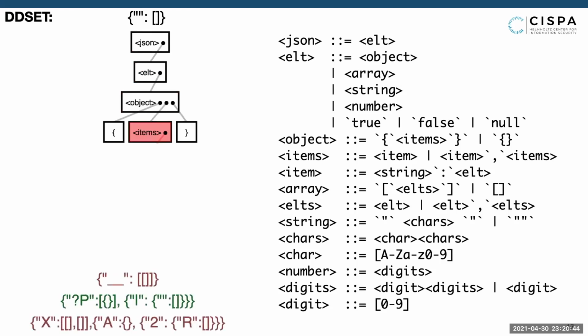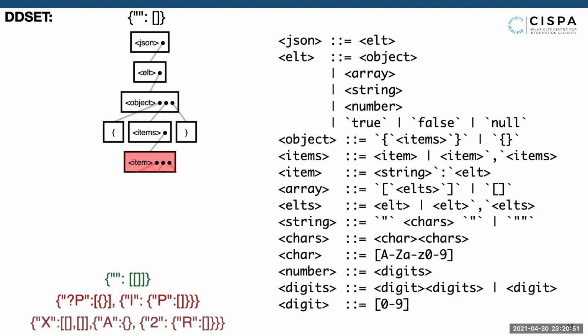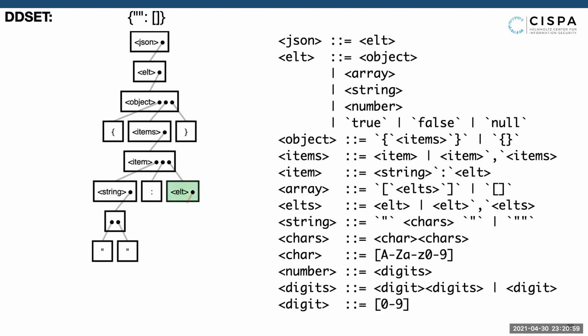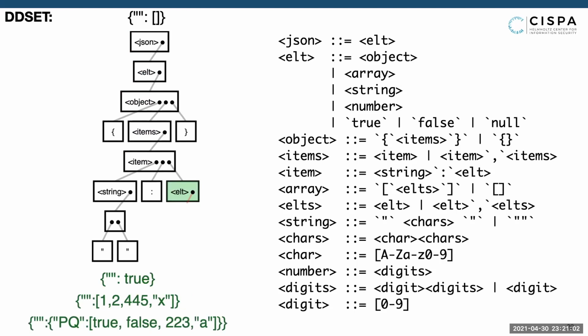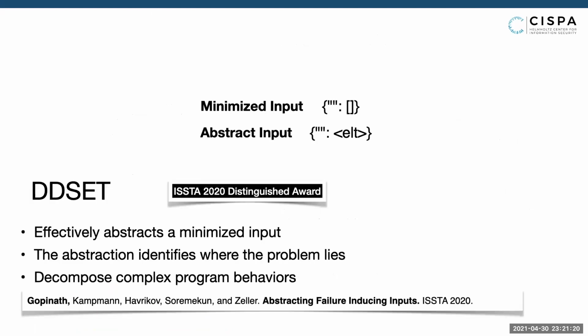With items, we try to replace a smaller portion of the input, but that doesn't work consistently either. We recurse into item and string, which shows that that part of the input is not abstractable. However, coming to ELT, we see that we can replace ELT with pretty much any other ELT and still reproduce our behavior consistently. That is, ELT can be abstracted, and we find our abstract representation of the input, a simple object with an empty key and any element as its value. This was published at ISSTA.